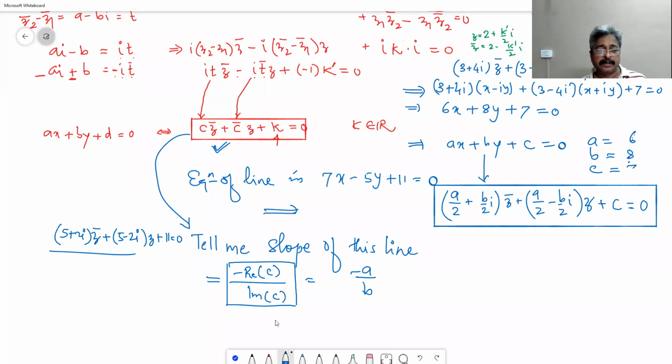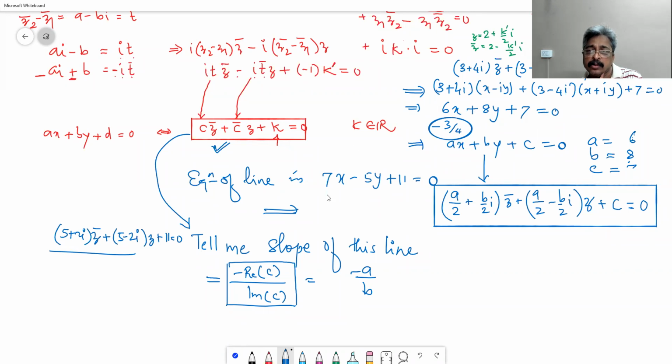Sir, shouldn't it be minus b by a? Minus b by a, how come? It is 6x plus 8y plus 7 is equal to 0. What is the slope? Minus 6 by 8, which is minus 3 by 4. Yes or no? And is 3 sitting here? Yes. Is 4 sitting here? Yes. The real part of c upon the imaginary part of c with negative sign.